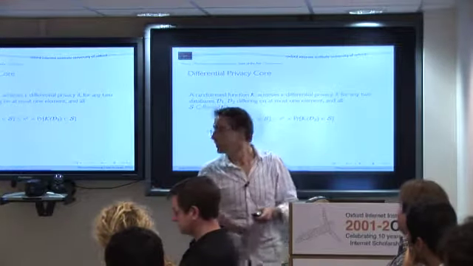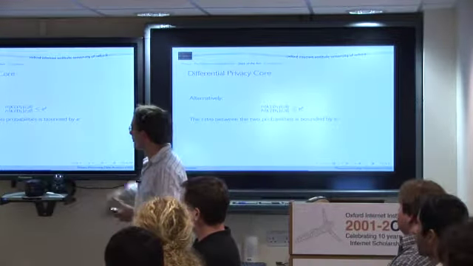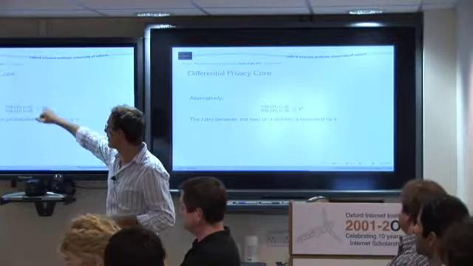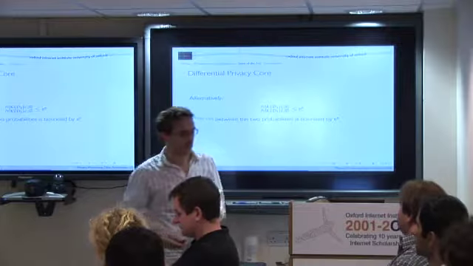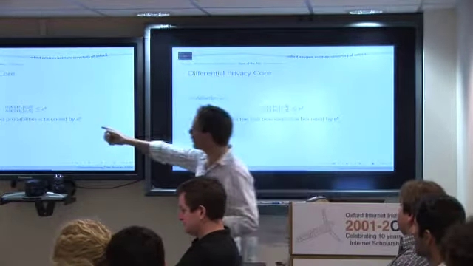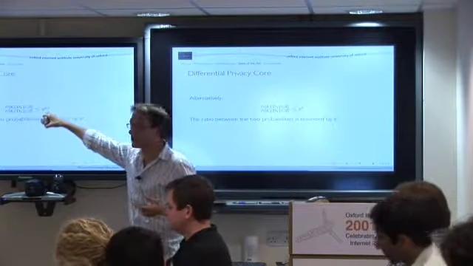This is roughly what's being said here. Now, another way of looking at this, by a very simple rearrangement of the equation, is that the ratio between the two probabilities is bounded by this amount here. The interesting thing about this is that we can parameterize it. So we can say, I want this much privacy. We can make this number bigger or smaller.